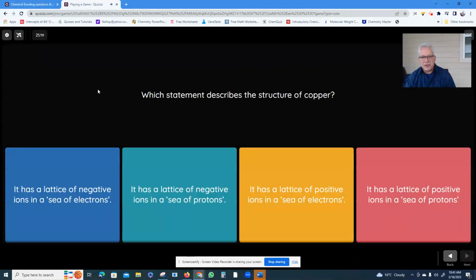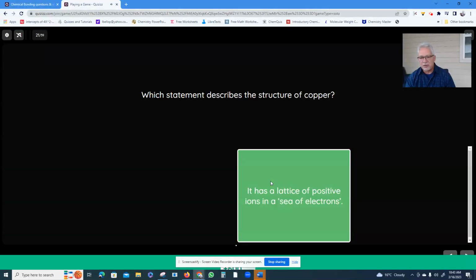Which statement describes the structure of copper? I think it has a lattice of negative ions. No, it has a lattice of positive ions and a sea of electrons. That will be more like a metallic bond. Yeah.